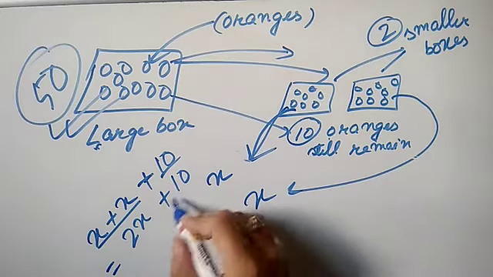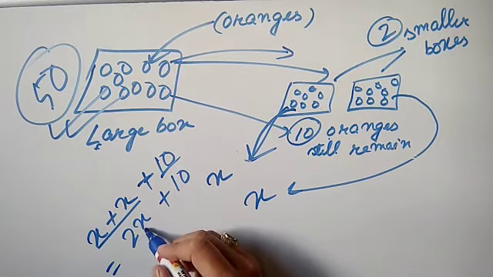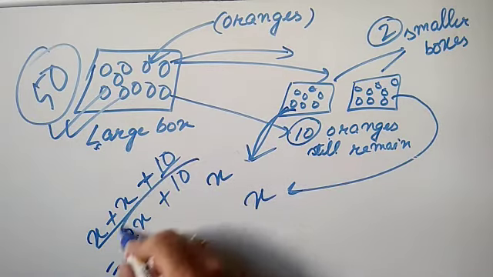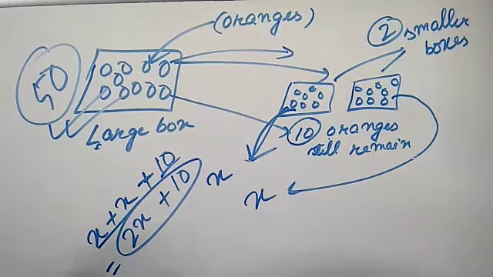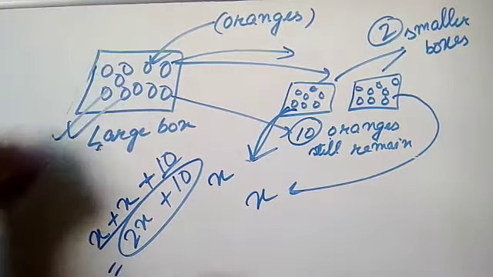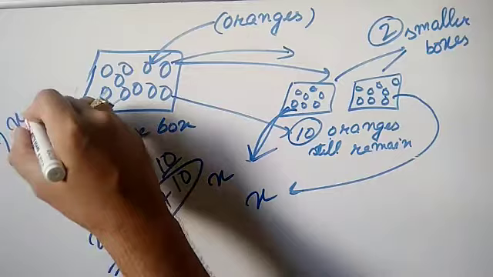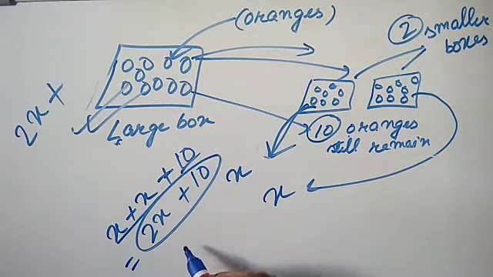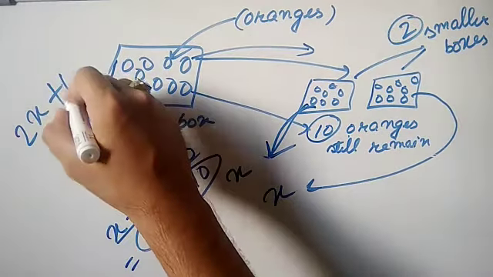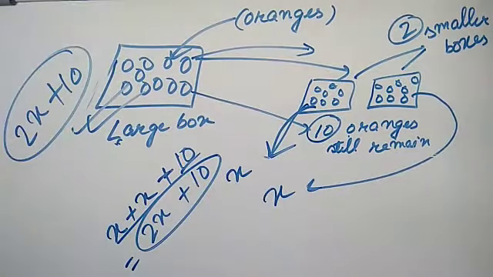Can we further solve this? No, because we don't know the value of this variable. So the total number of oranges in the large box will be 2x plus 10. This will be our final answer. 2x plus 10. Understood? So let's write the statement.